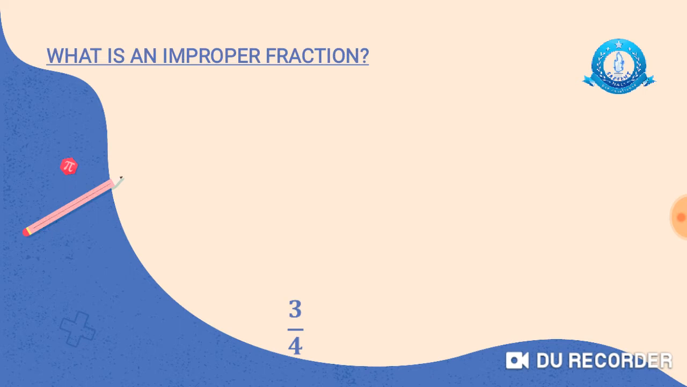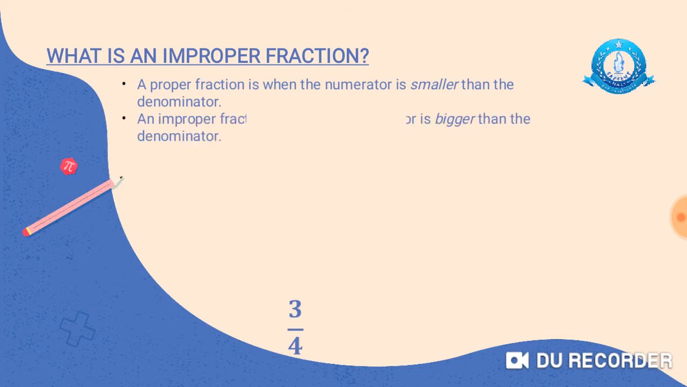You must have noticed that every time we discuss the chapter of fractions, 2 very important terms always come up. A proper fraction and an improper fraction. What are proper and improper fractions? Proper fraction is when the numerator is smaller than the denominator. An improper fraction is when the numerator is bigger than the denominator.